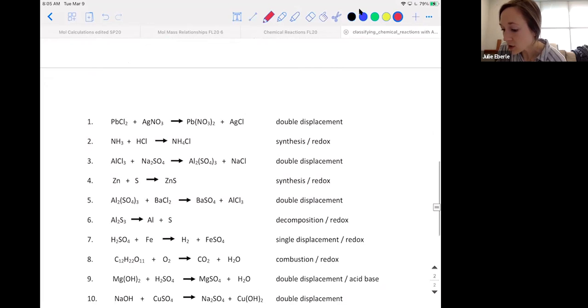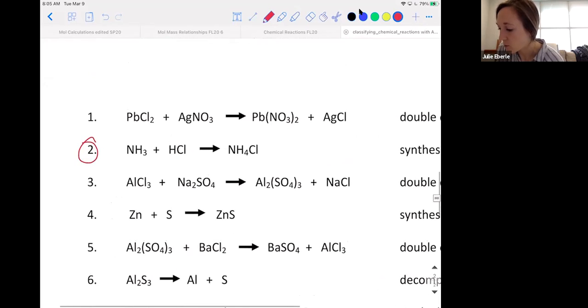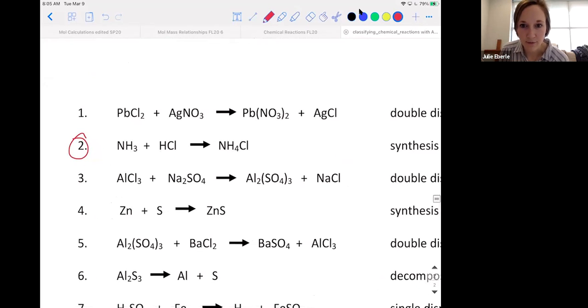So let's just look at this very first one right here, okay? This is a synthesis and it is a redox. Synthesis and redox, okay? So what's happening here? Well, one, you can see two things are coming together. Two compounds are coming together to form one thing. So that is why it's synthesis, or if you wrote combination, that's fine, I'll accept that. Okay, but how is it redox?